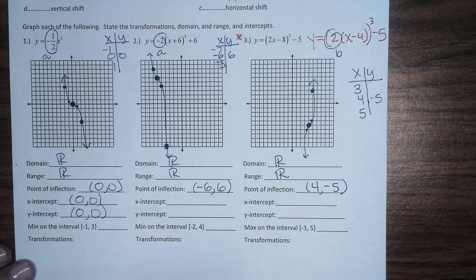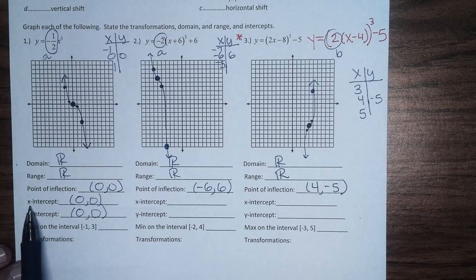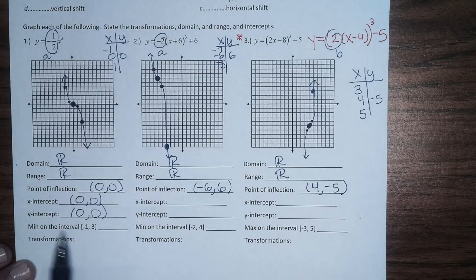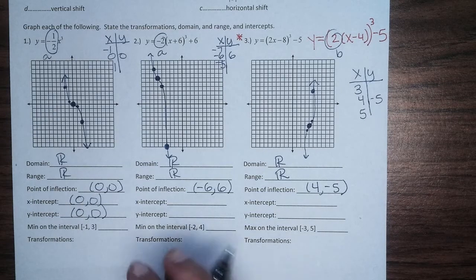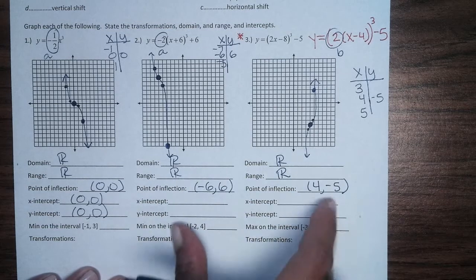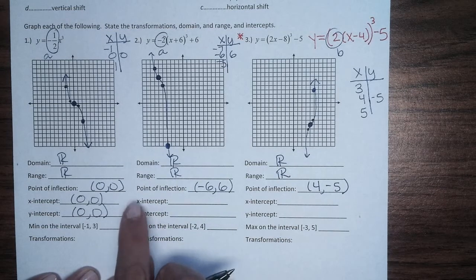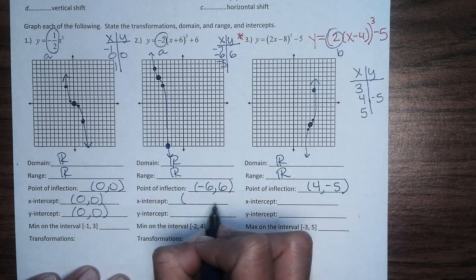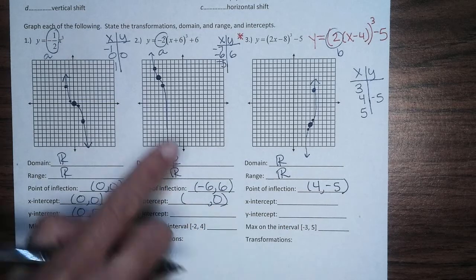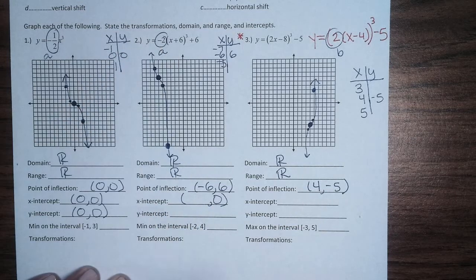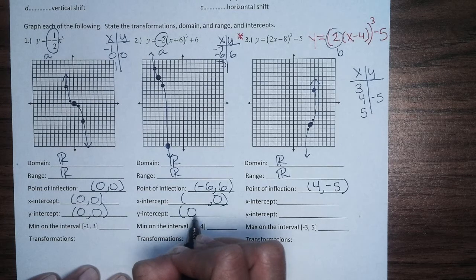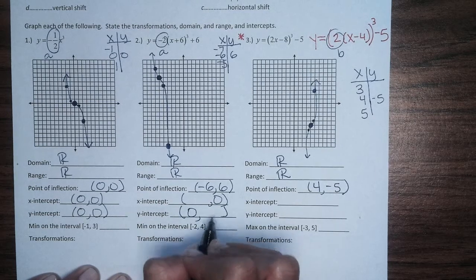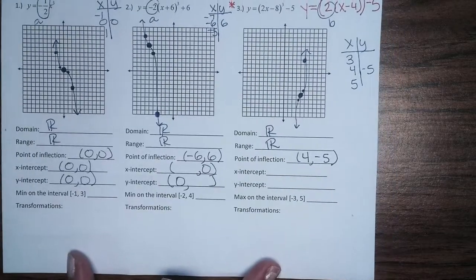Here are the answers. I just said domain and range is always all real numbers. We already did the point of inflection. X and y intercepts for number 1 is 0, 0. Let me remind you how to do the x and y intercepts for numbers 2 and 3. So the way you'll do any x-intercept is I need you to plug in 0 for y and solve for x. And then for the y-intercept, I need you to plug 0 for x and solve for y. So here's what I mean.